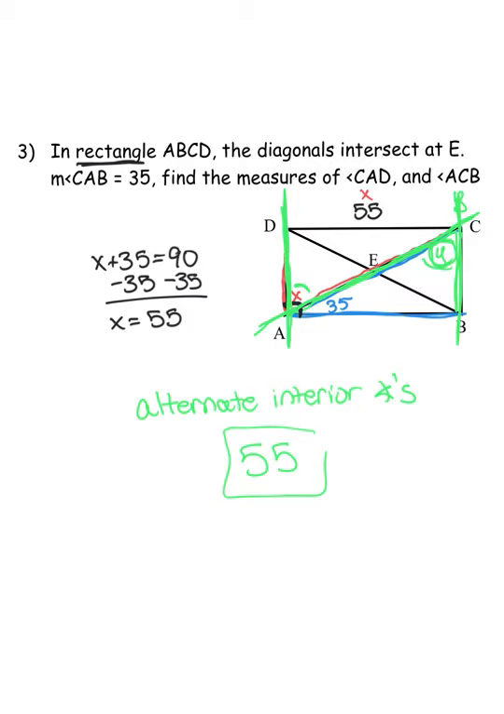Another option, if you focused on this black side here being parallel to this black side here, and we focus on that same transversal, the 35 is alternate to this one, so that's 35, and 35 plus Y also has to equal 90. Either way is fine to do.